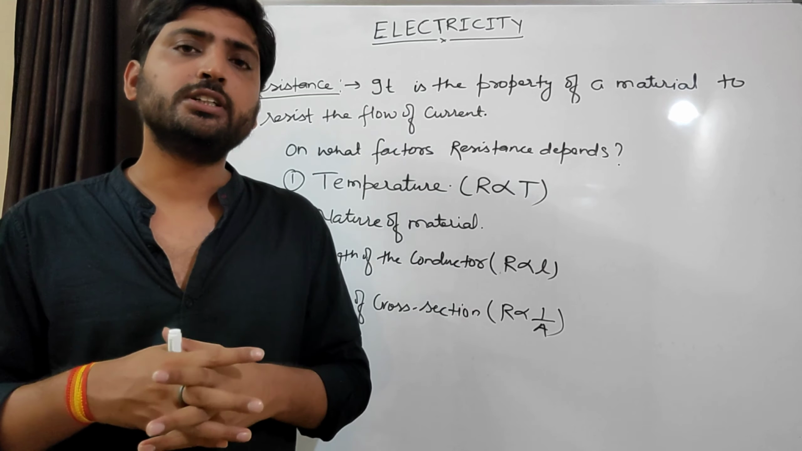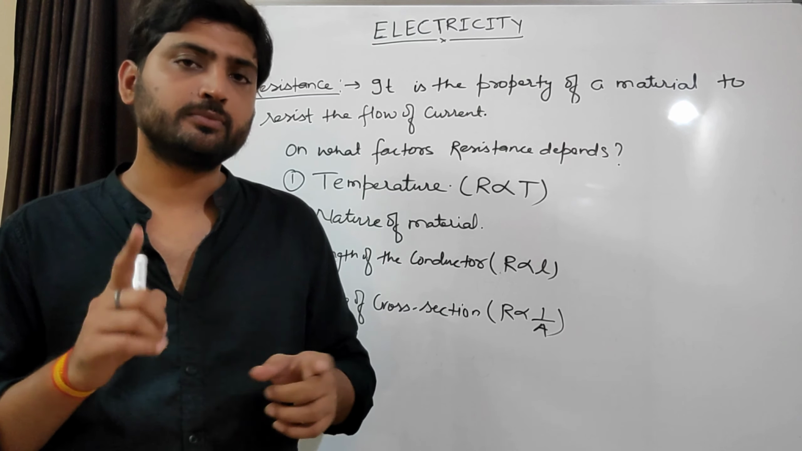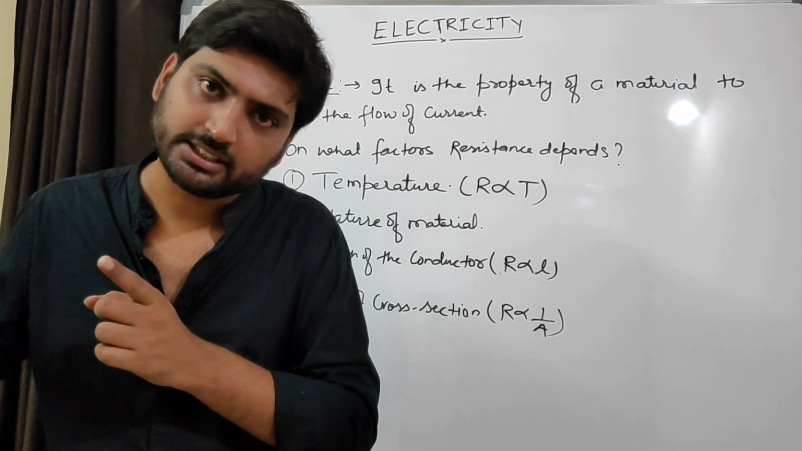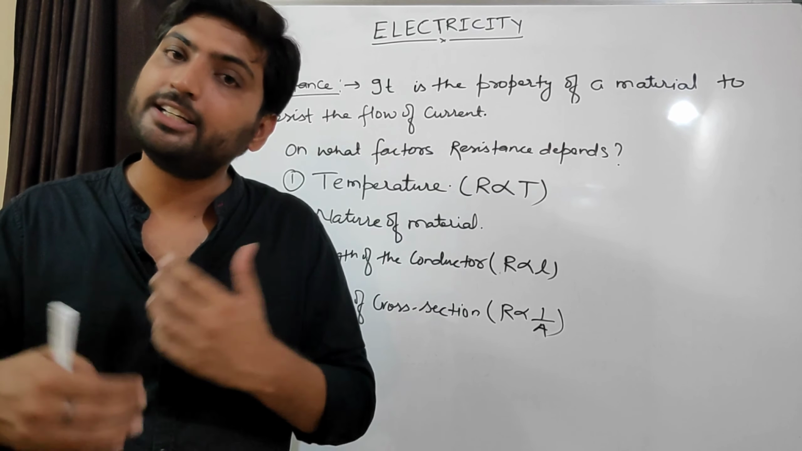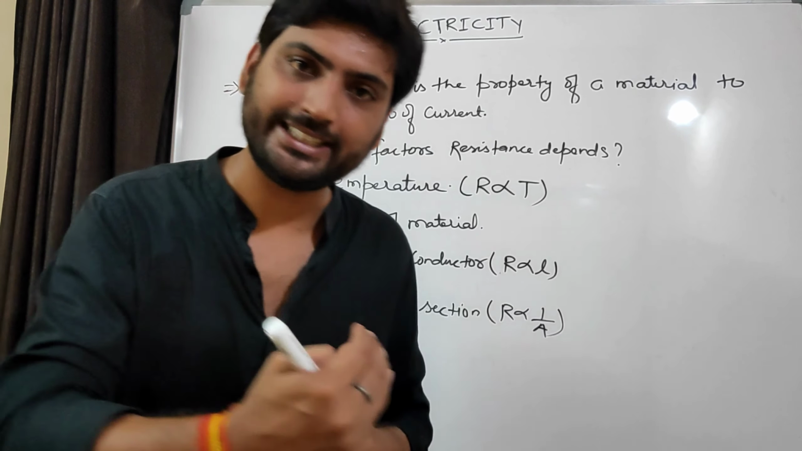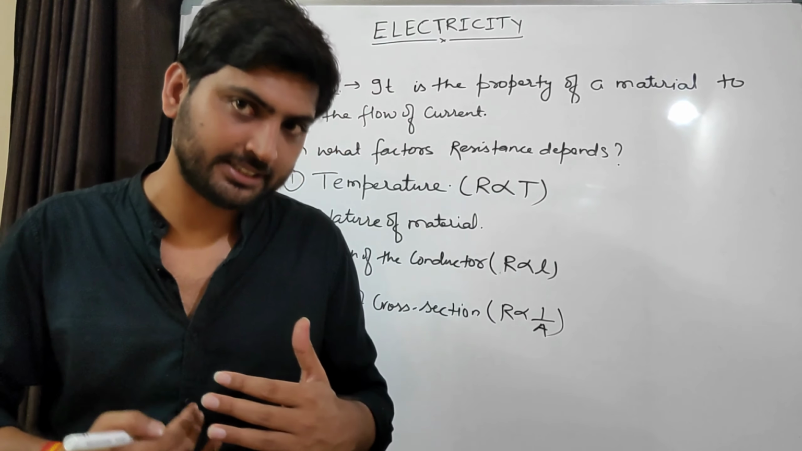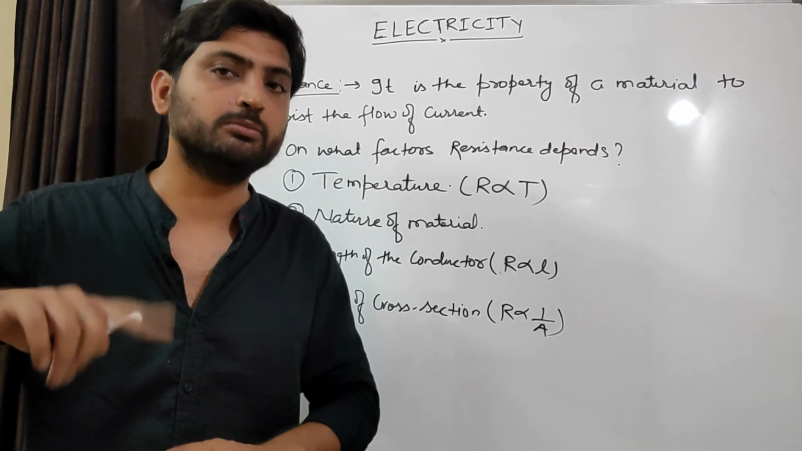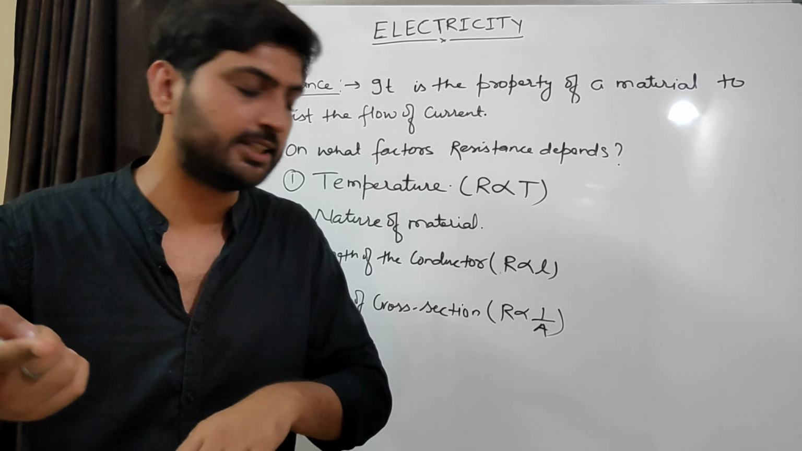So on which road will movement be easy, the one having width 6 meters or 3 meters? Obviously on the 6 meter road the movement will be easy. It means resistance is less. If the movement is easy, it means resistance is less. So the more the area of cross section, the less the resistance.